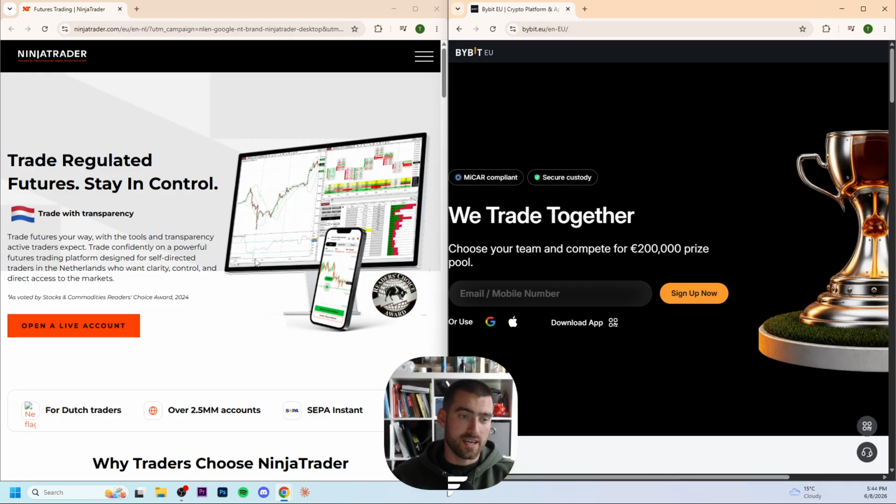Then if you look to the trading tools, NinjaTrader has advanced charting, order flow and execution tools, where Bybit has crypto futures, perpetuals and copy trading tools. If you look to the interface, NinjaTrader is clean and it's more like a modular trading workstation, and Bybit is a modern, beginner-friendly trading platform. If you look to fees and trading costs, NinjaTrader depends on license and broker setup, and Bybit has generally lower fees for active crypto traders.